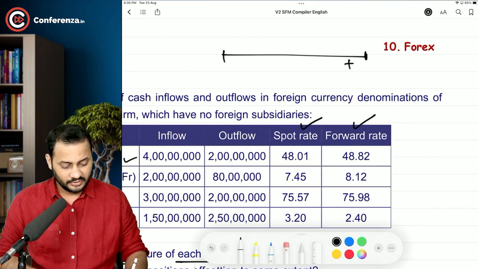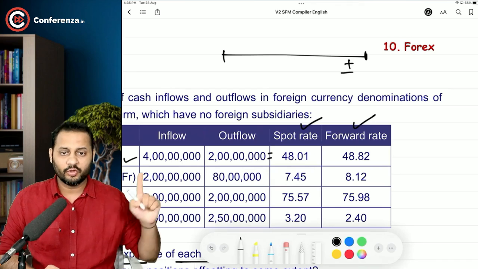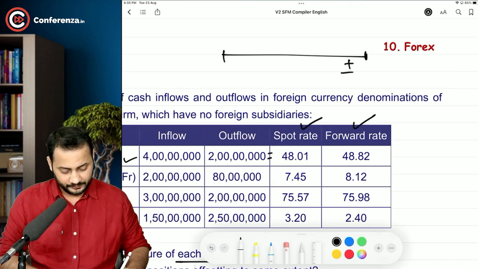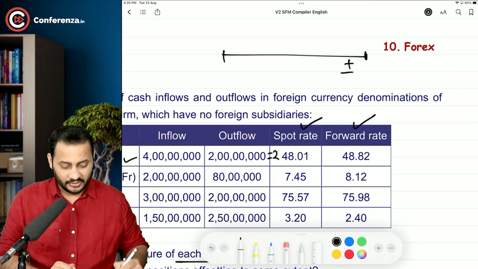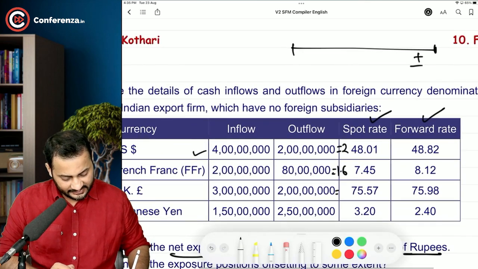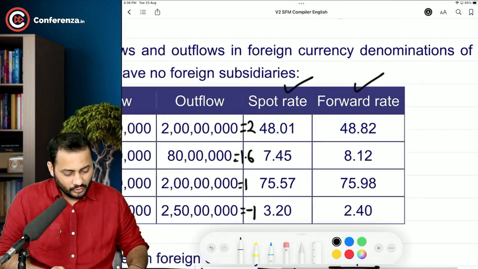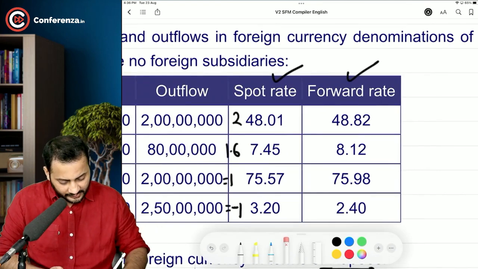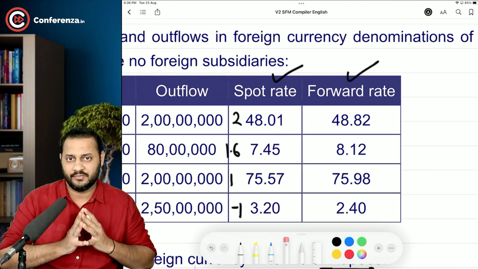So receipt and outflow. Can I say that the net exposure in this case is 4 minus 2, that is 2 crore rupees, 2 crore dollar. I'm sorry. And in this case, it is 1 crore 60 lakhs of French franc. In this case, it is minus 1 crore, since the payments are higher in this case. So the positive figures explain the receipt and the negative figure explains the payment, net.